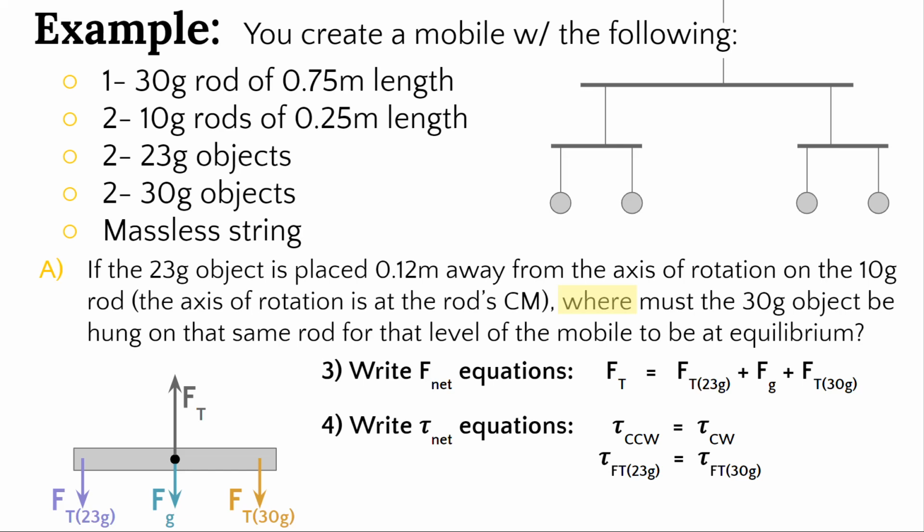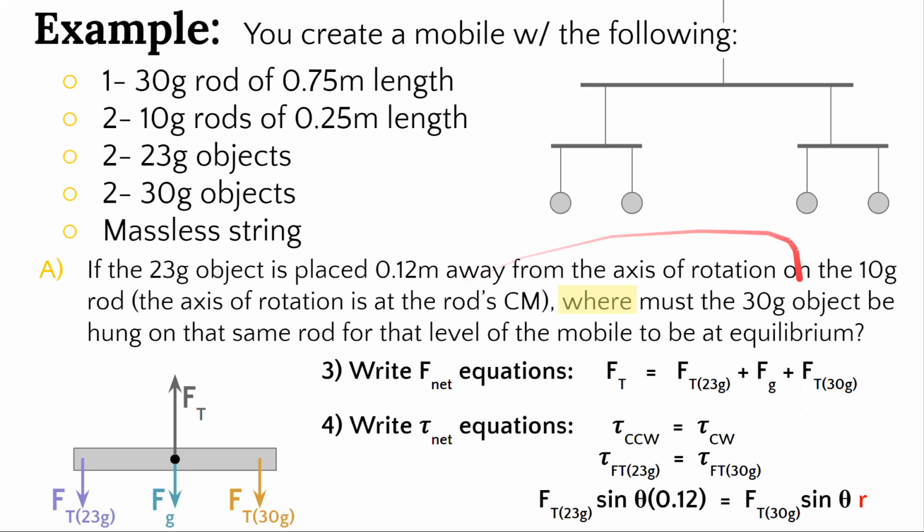Again, we're ultimately looking for where that 30-gram object goes. So we need to substitute in our torque equation for each of these. Remember, torque is F r sine theta, or F sine theta r. It doesn't really matter which order you multiply those numbers in. On this side, my torque for my tension of my 23-gram object, I have that force times sine of my angle, which in this case is 90 degrees. So I could actually drop this from my equation, which I will in a minute, because sine of 90 is 1, times the distance away from the center of mass. This one's in the question. The 23-gram object is placed 0.12 meters away, it tells me. So I have that radius.